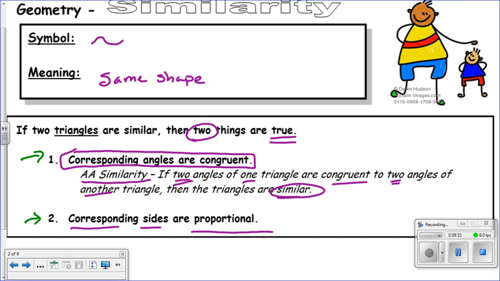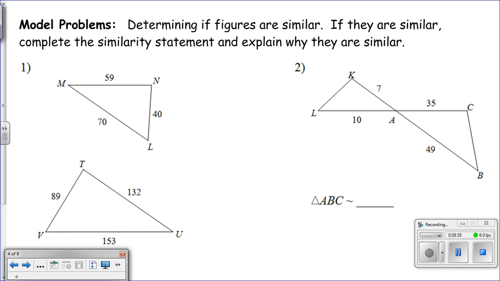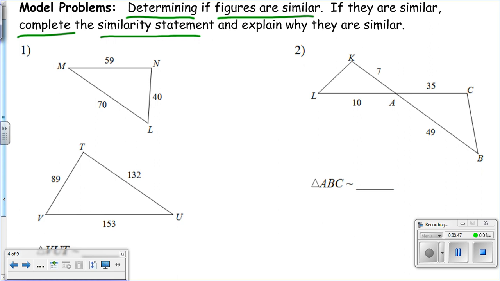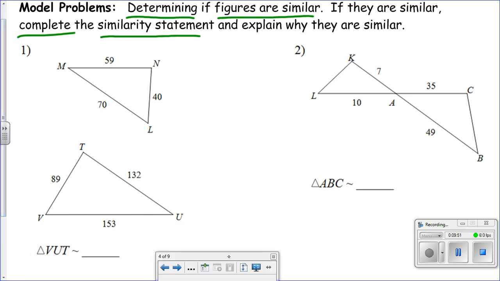Let's try this. Okay, so in these problems, I want you to determine if the figures are similar. If they are, I want you to complete the similarity statement, and this is all you're going to have to do for your independent practice. So just this right here. So I'm going to model about 12 questions for you, and we're going to see how we do.